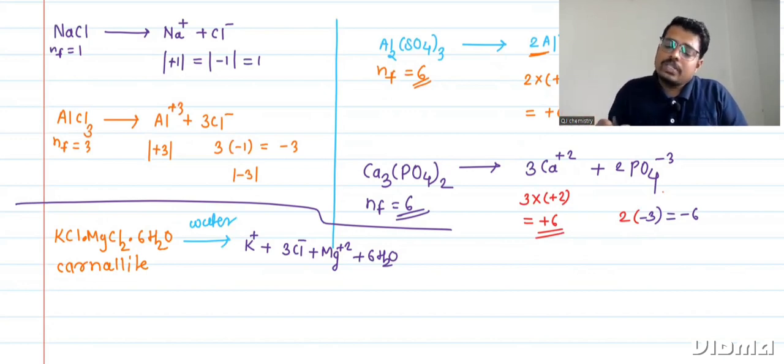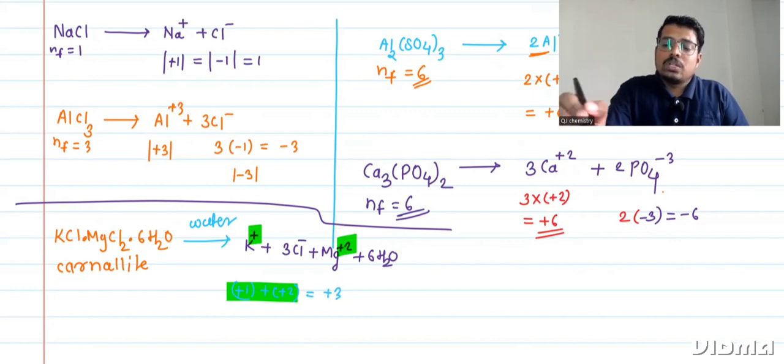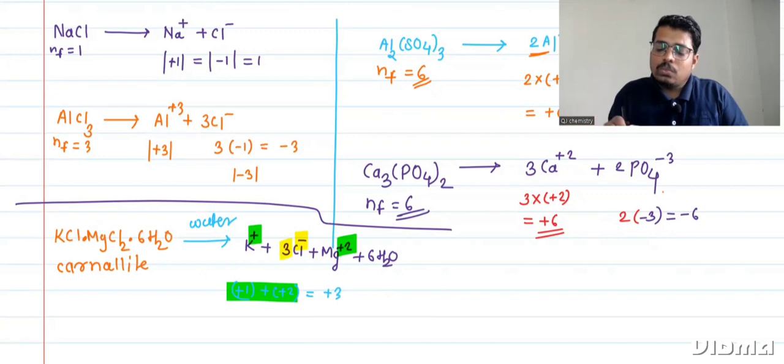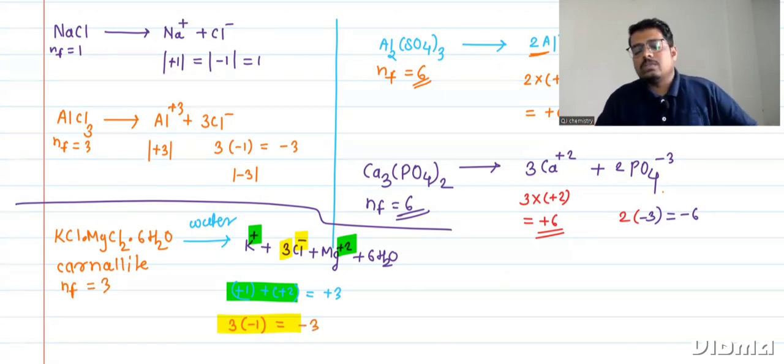So let us find what is the total charge on cation. Plus 1 plus 2, so the total charge on cation is equal to +3. While the total charge on anion is equal to 3 into -1 charge, 3 into -1 is -3. So the n factor of carnallite is equal to 3.